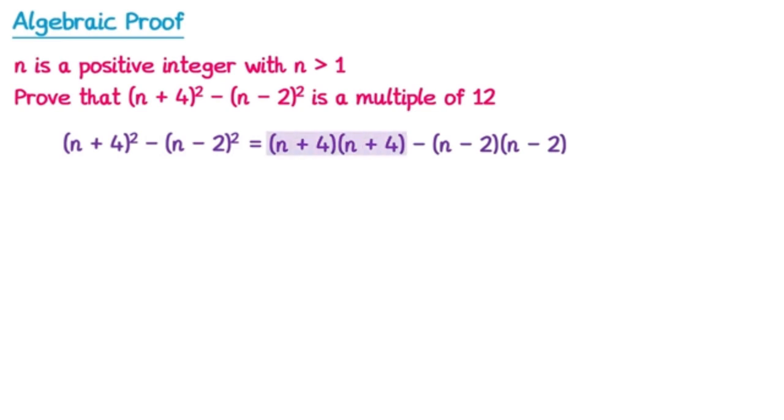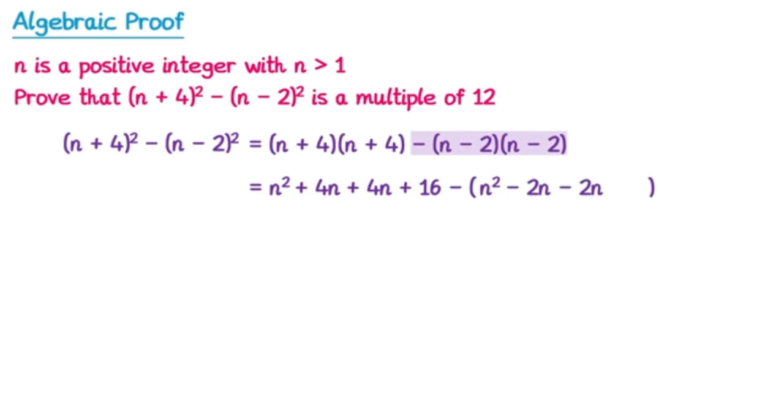If we start with this first double bracket, we have n times n, n squared, n times 4, 4n, 4 times n, also 4n, and 4 times 4, 16. Then when we come to do the second bracket, just like the previous question, we're going to need to be careful with the signs here. We're going to write a negative, then a big bracket, then when we expand these two brackets, we'll put the result inside that bracket. So we'll do n times n, n squared, n times negative 2, negative 2n, negative 2 times n, negative 2n as well, and negative 2 times negative 2, positive 4.